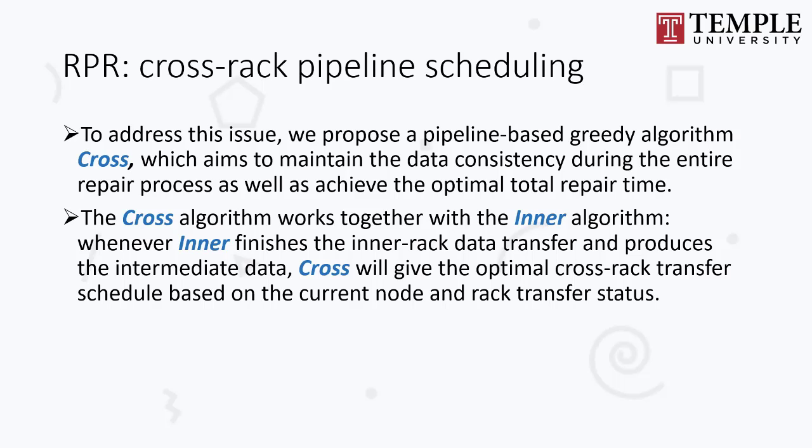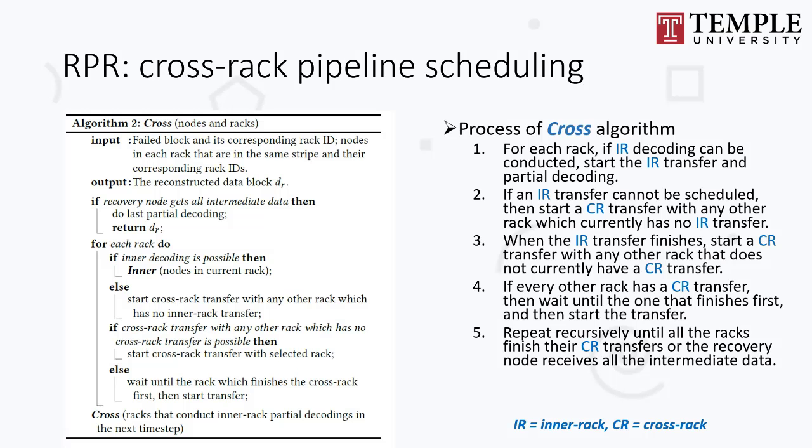The cross algorithm works together with the inner algorithm. Whenever inner finishes the inner-rack data transfer and produces the intermediate data, cross will give the optimal cross-rack transfer schedule based on the current node and rack transfer status. So let's look at the process of the cross algorithm. First, for each rack, if an inner-rack partial decoding can be conducted, then we start the inner-rack transfer and the partial decoding. Since inner-rack transfers are faster than cross-rack transfers and can reduce the cross-rack transfer data volume, they should always have priority over cross-rack transfers.